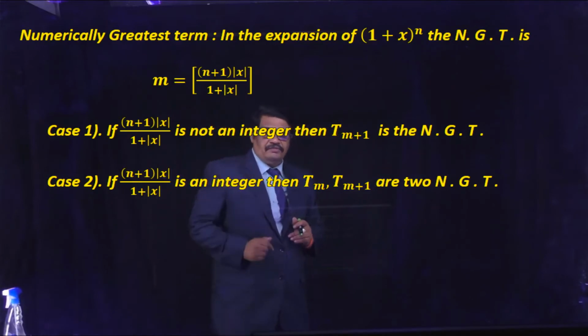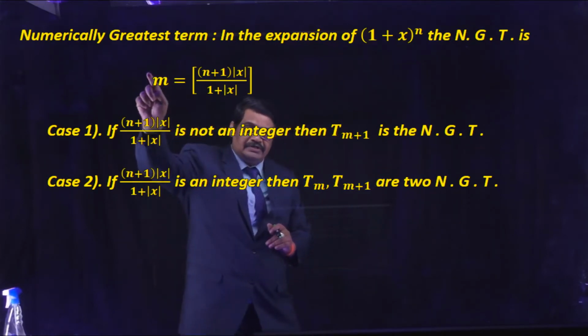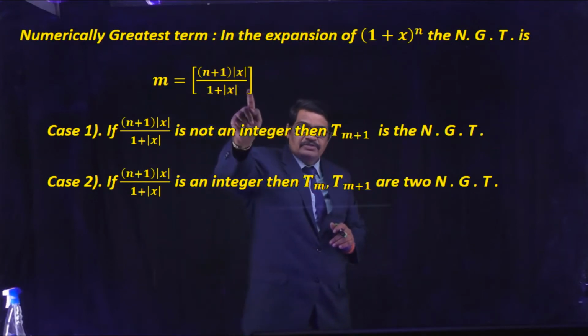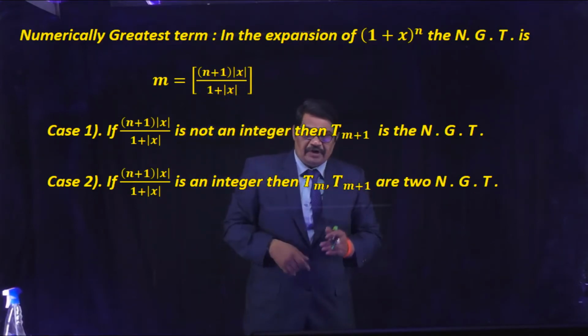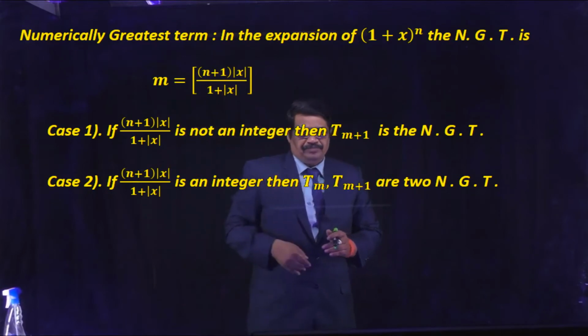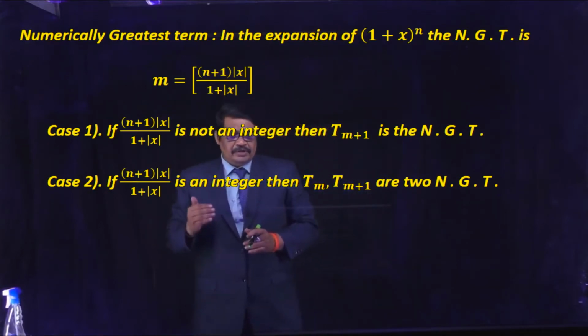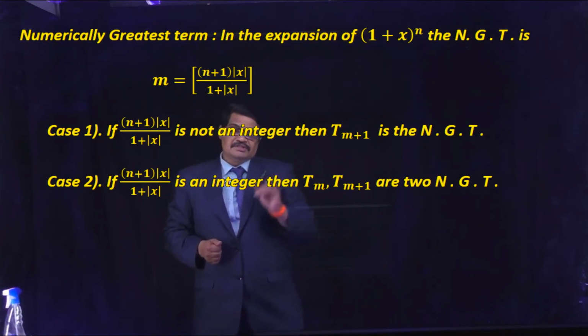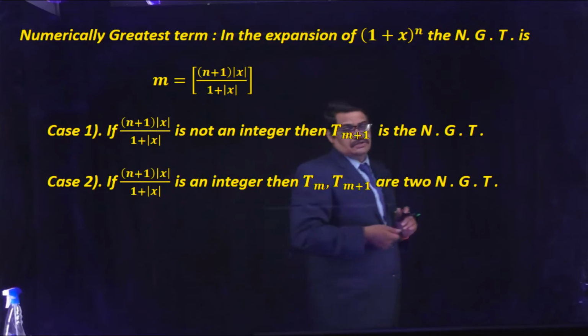First we have to find m. That is, m is equal to the step of (n+1)|x|/(1+|x|). That is, m is equal to the step function, or box, of (n+1)|x|/(1+|x|). What is the step function?